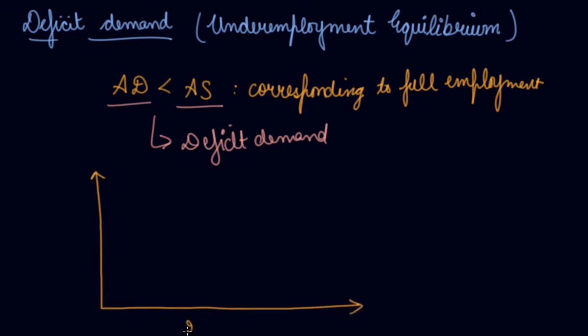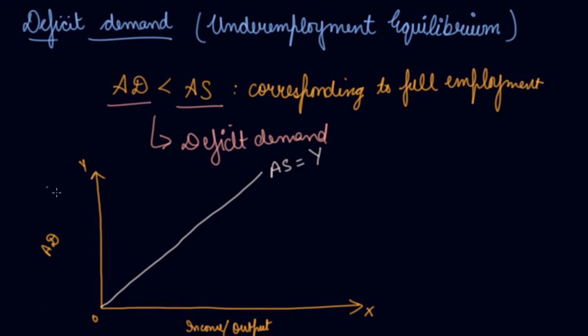This is the level of income or output we take. Here we take your aggregate demand. This is your aggregate supply. Aggregate supply means output, and output is the income generation, so it is equal to Y. Now we take aggregate demand somewhere here.